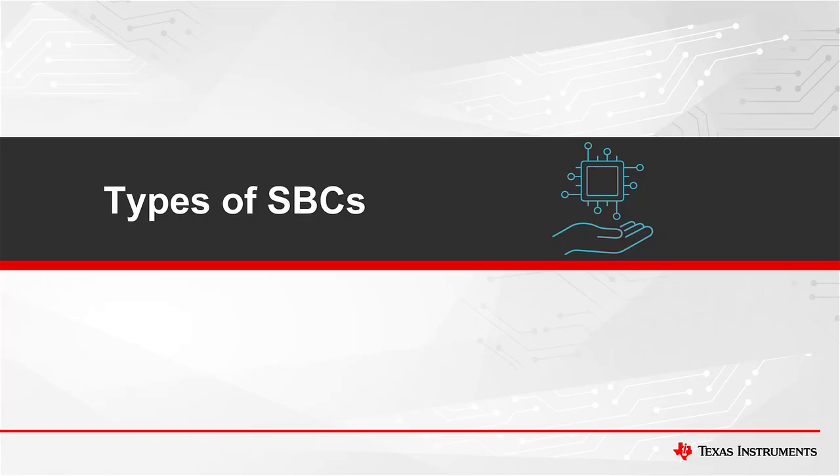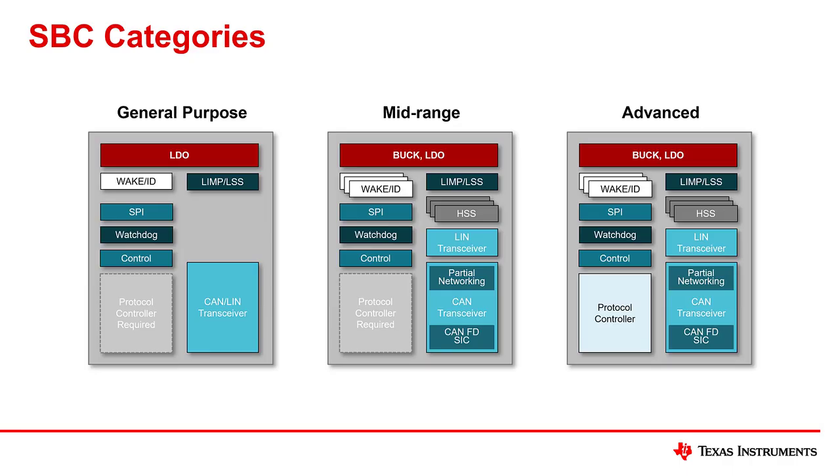Now, let's focus on types of SBCs. There are three categories: general purpose, mid-range, and advanced feature. You can see some high-level differences in this diagram.